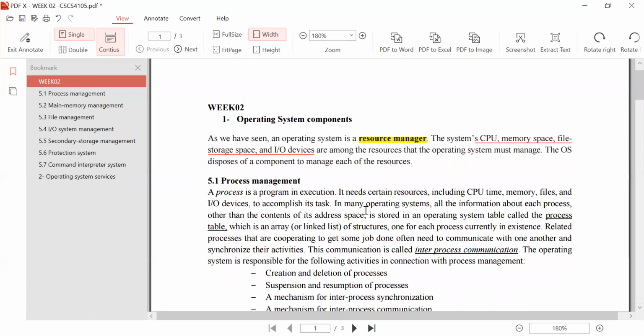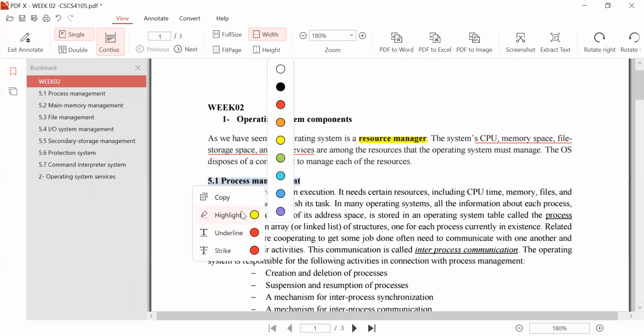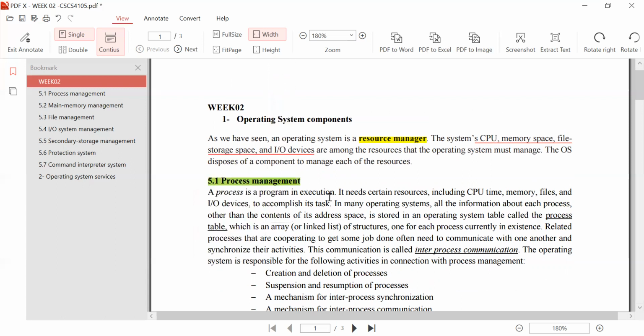Now, the first component that we will look at is process management. That is a component of the operating system. So before we look at process management, you need to understand what a process is. And we know that a process is simply a program that is in execution. A process is a program that is currently being executed by the CPU.